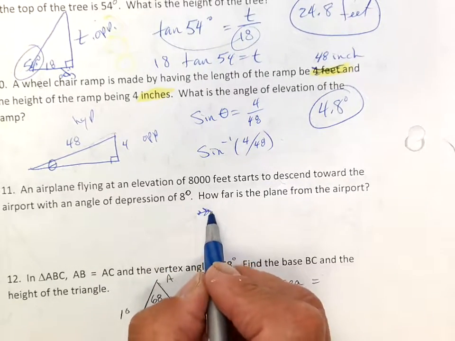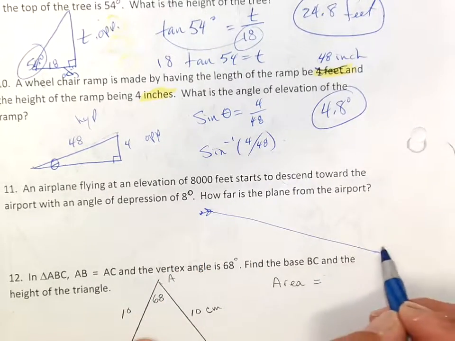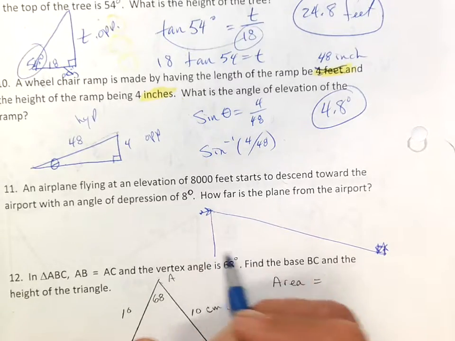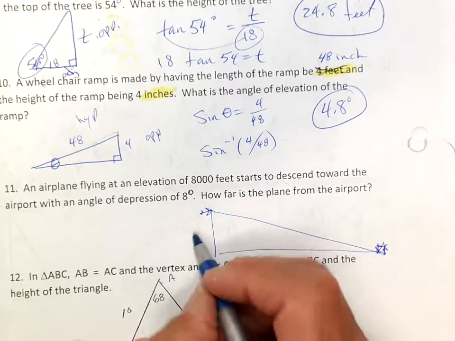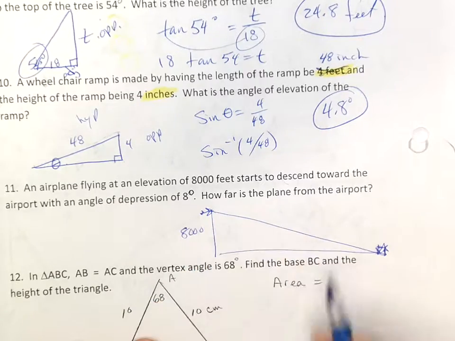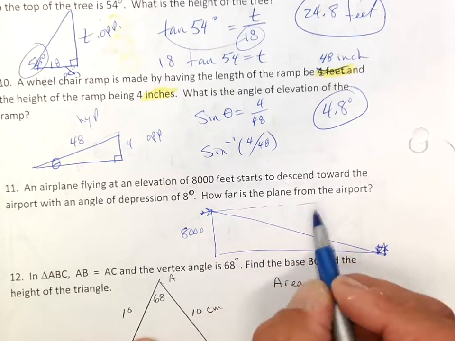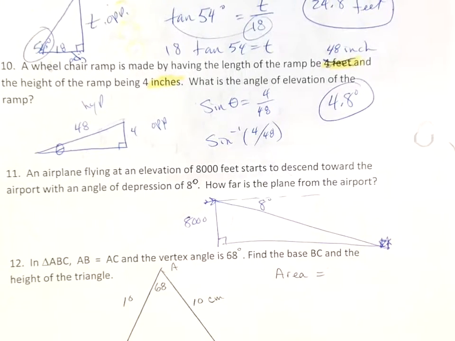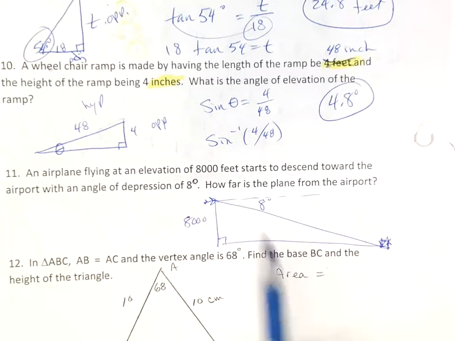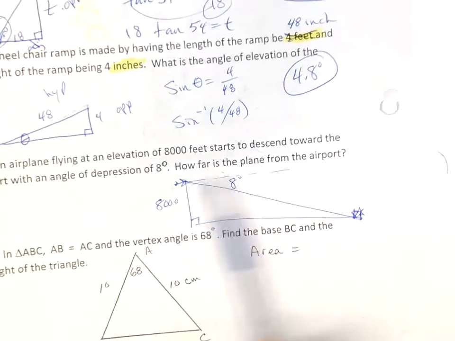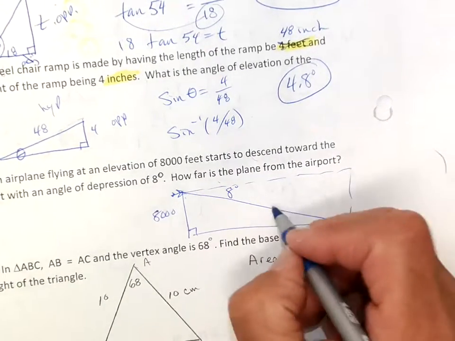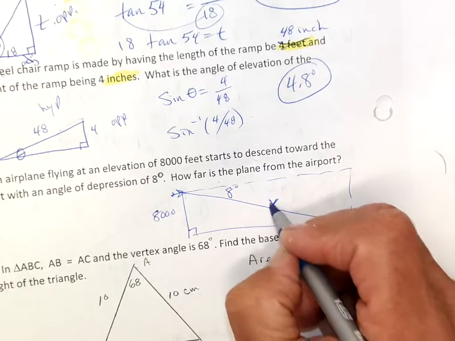And it's going to come descending down to my airport. Okay, here's my airport, right? It's at a height of 8,000 feet, but its angle of depression is 8 degrees, okay? Now there's two things we could do. We could use the upper triangle, because there is another triangle up here, right? Because what we want to find is this distance here. All right, we want to find that.